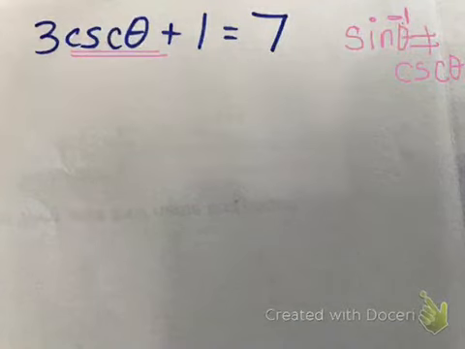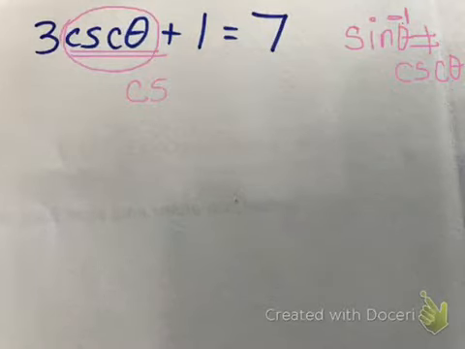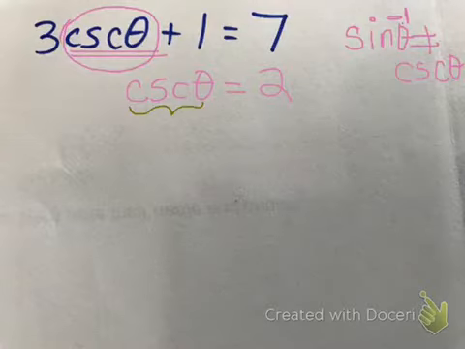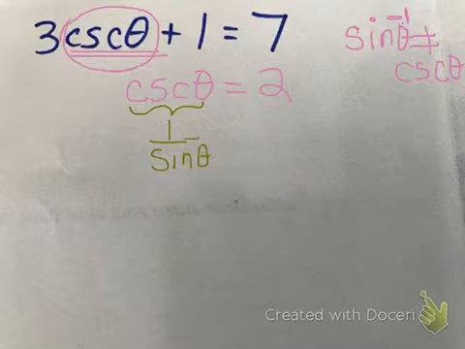That is a big misconception. All right, so once again, like the other equations, you're going to isolate the variable here. So we're going to subtract 1 and divide by 3. So we get 6 divided by 3 is 2. Now, the reciprocal of cosecant is sine, so this is equal to 1 over sine. By definition, that's what it's equal to, is equal to 2.